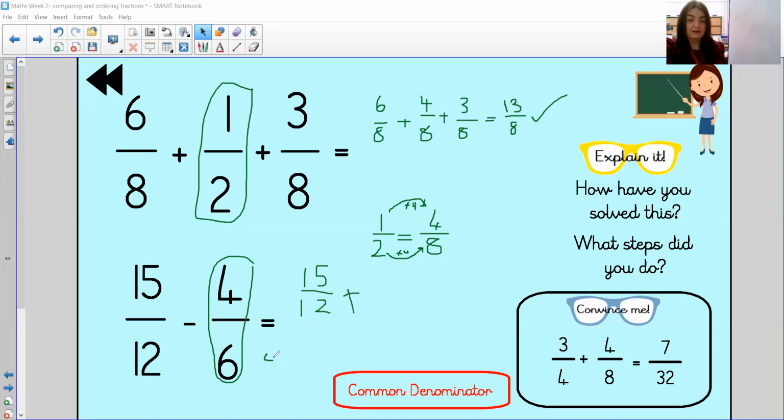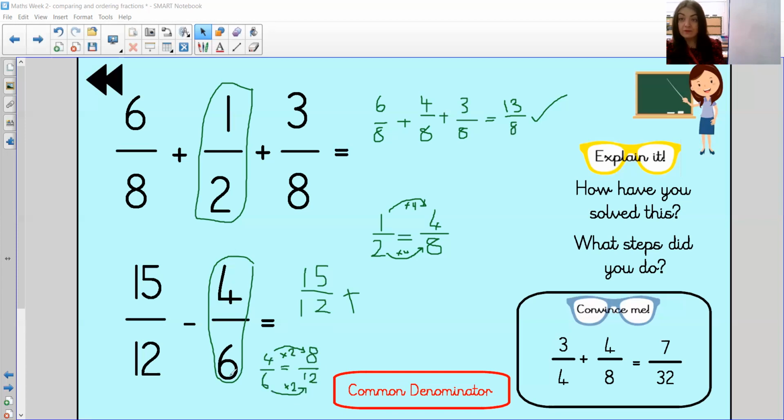So 4/6, and I want it to now become twelfths. I want to know what is that same fraction, the same amount, but with different denominators. So what's happened from my 6 parts to my 12 parts? I've got 2 times as many parts. And remember, whatever you do to the bottom, you do to the top, times by 2. So 8/12 is the equivalent of 4/6.